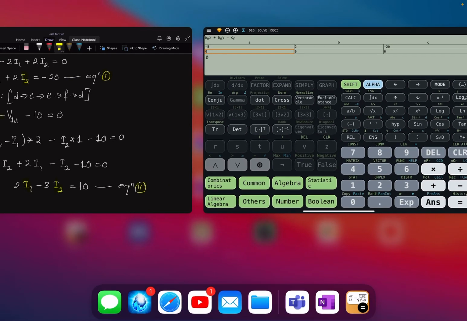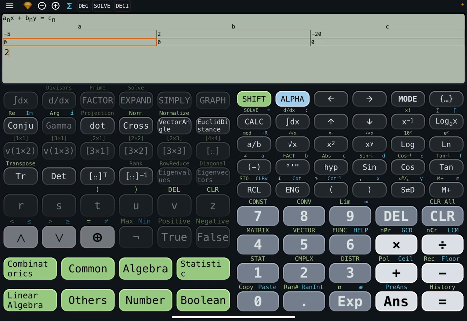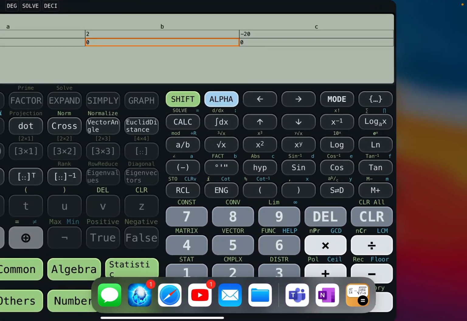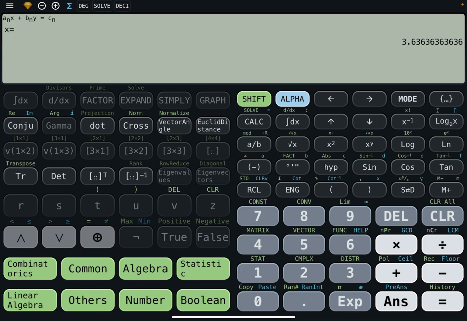And then from equation 2 we have I1 value is 2, and then I2 value is minus 3 and 10, minus 3 and 10. And then if I press equal to here, I'm going to get my X value, which is I1 value, which is 3.63. And then Y value, which is I2 value, which is minus 0.909, and so on. So let's write that.